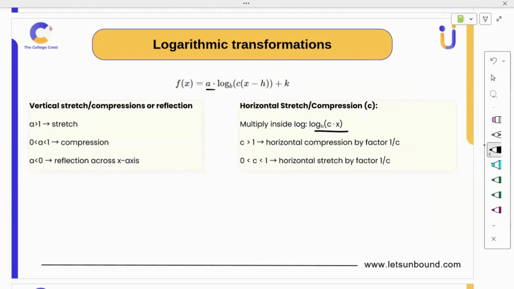So log base b of cx: if c is greater than 1, it's a compression. The scale factor should also be reversed, and this word also reverses. Greater than 1 we would think we are stretching, but not in the case of horizontal. And when c is between 0 and 1, it's a horizontal stretch by factor 1/c.